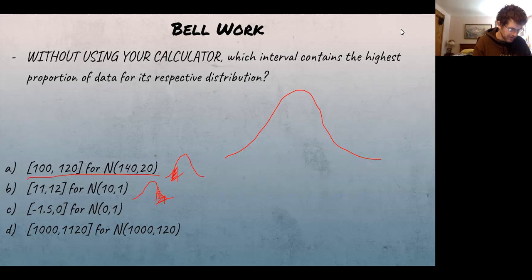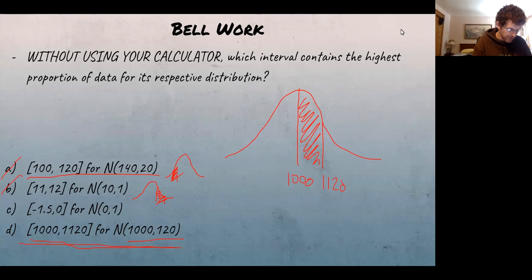I'm actually going to jump down to D because that's what everyone thought the answer was. So in this case, I've got 1,000 for the mean, and then 1,120 is the first standard deviation away based on this. So I'm looking at this area. That's obviously more, so I can rule these two out. D is definitely the best one so far. Let's see what C is going to have us do.